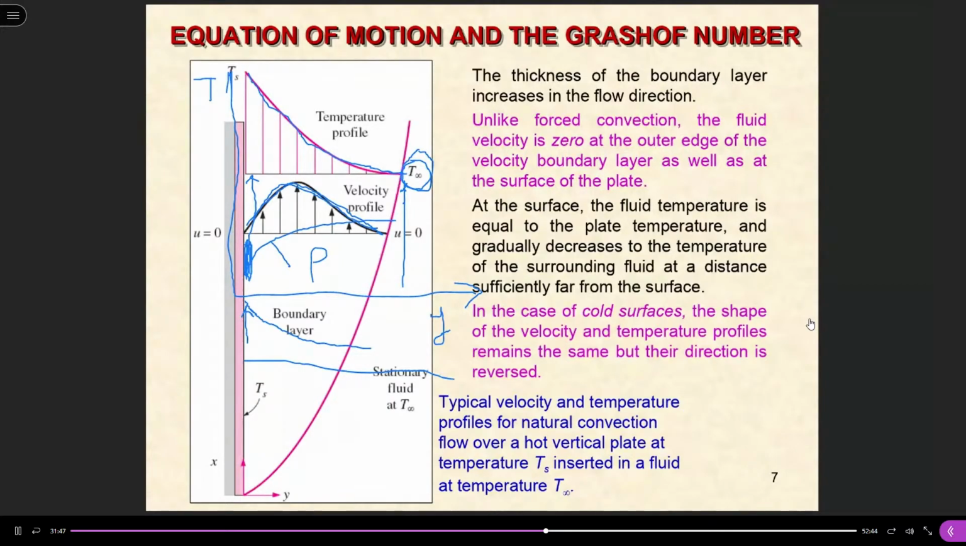The difference between natural convection and forced convection is that outside the velocity boundary layer, the velocity is zero here. For forced convection, it's different. If I use a different color, you have a uniform velocity outside the boundary layer when there is a wind. For natural convection, we don't have this velocity, as indicated by the green color.